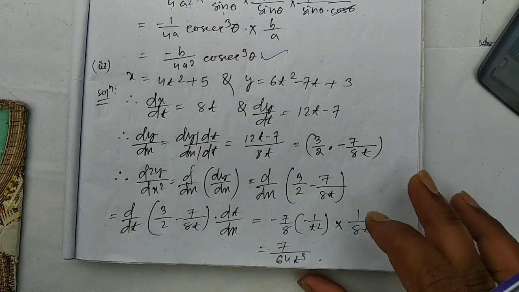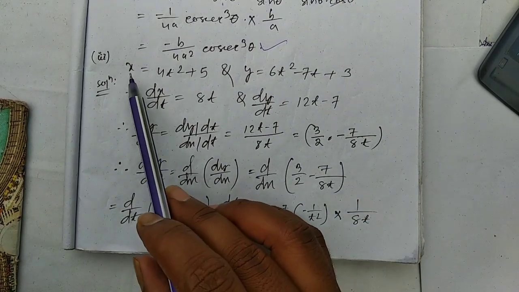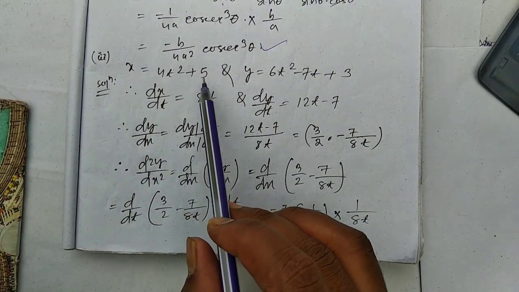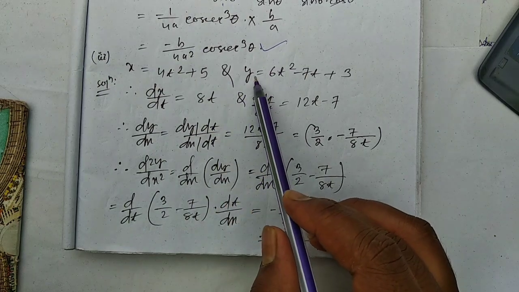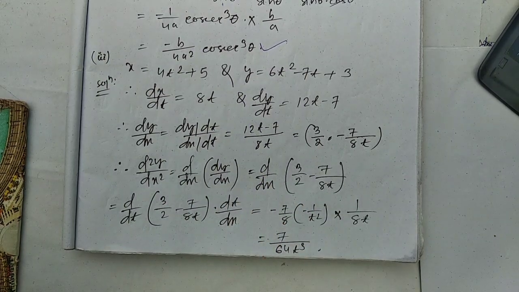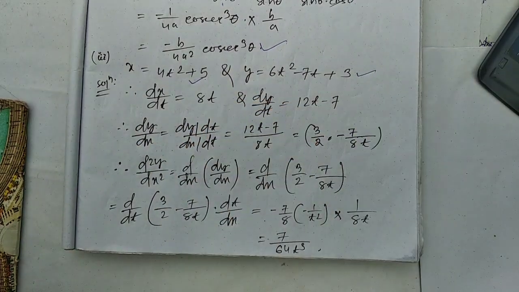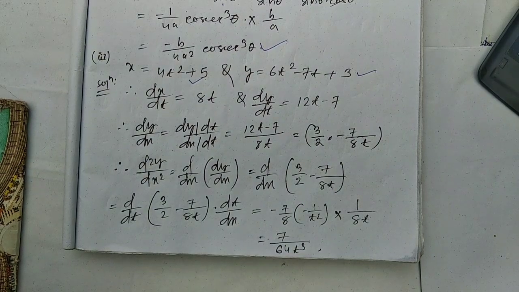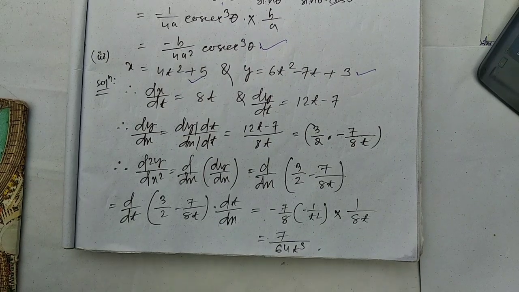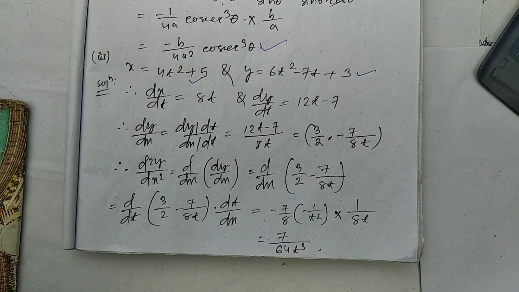Fine. So here we are having x is equal to 4t square plus 5 and y is equal to 6t square minus 7t plus 3. We have x given, y given. It is a parametric function and here the parameter is t. First we have to find out dy by dx. Okay, for obtaining that we need to have dy by dt upon dx by dt as our usual procedure.